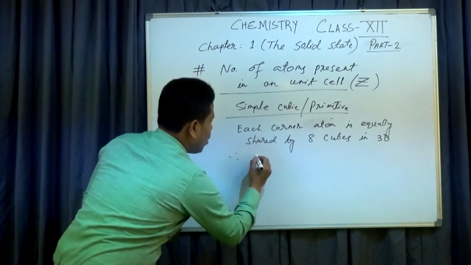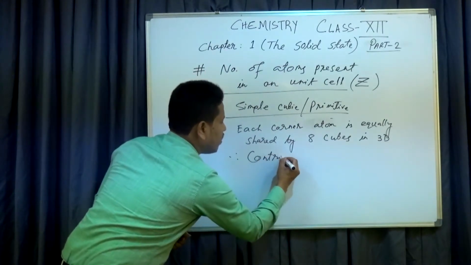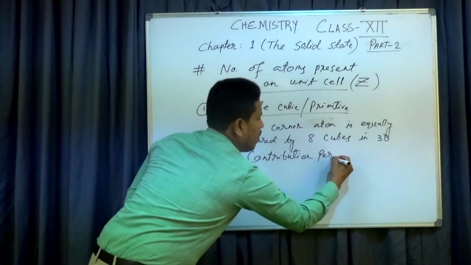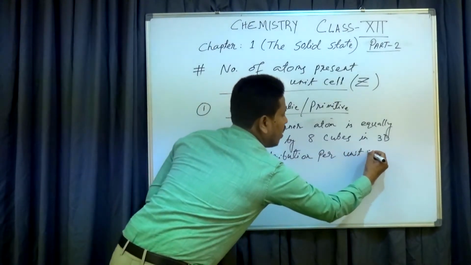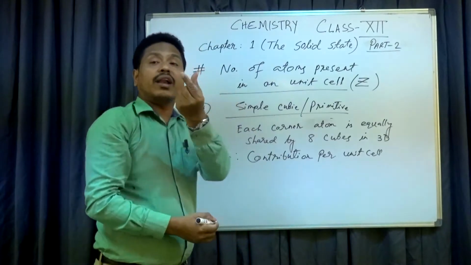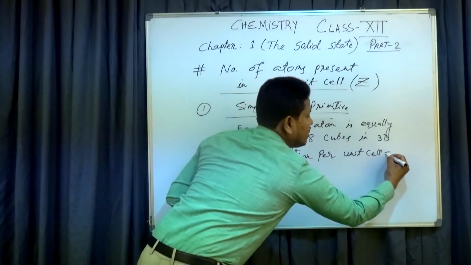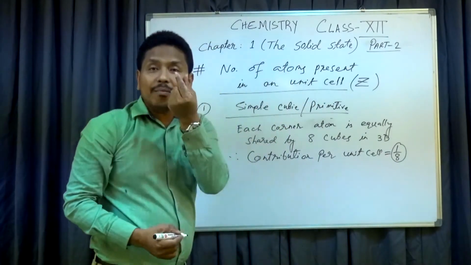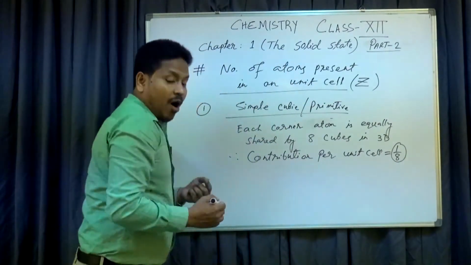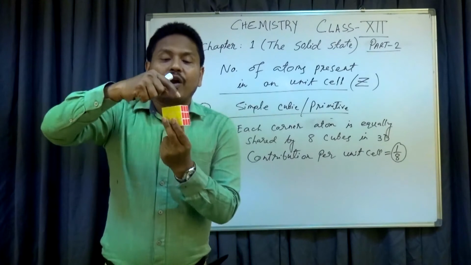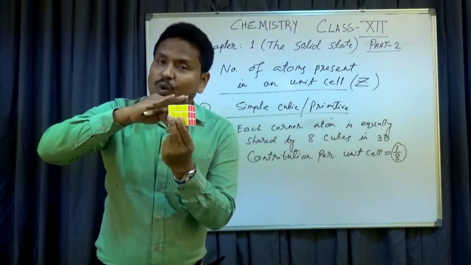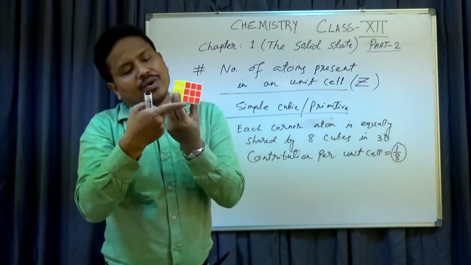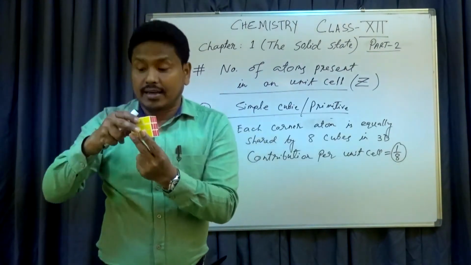So, contribution per unit cell, already I have mentioned. For one unit cell, each corner atom has a contribution of only 1 by 8. Remember this point, only 1 by 8. How many corner atoms are there? There are 8 corners, one corner atom 1 by 8 contribution for one unit cell, another corner atom 1 by 8, and so on, 8 corners.